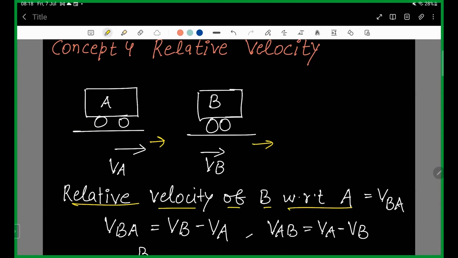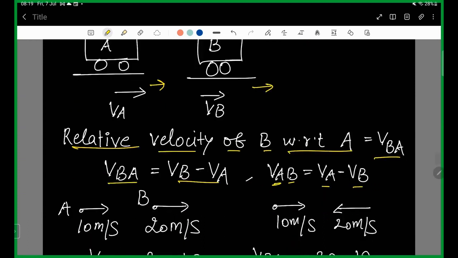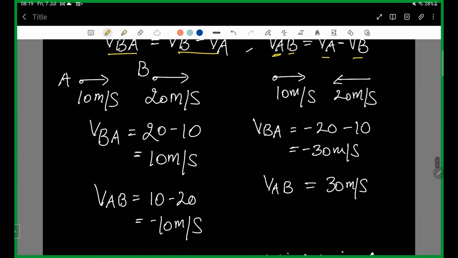What will be the speed that A will think B has? What will be the speed of B according to A? This symbol is given by VBA. So the relative velocity of B with respect to A is given by VBA, which is nothing but VB minus VA. Whatever is your VB minus whatever is your VA will tell you the speed of B according to A. Similarly, you can reverse this. If someone asks what is the speed of A with respect to B, then you say it is VA minus VB. So let's see with an example.